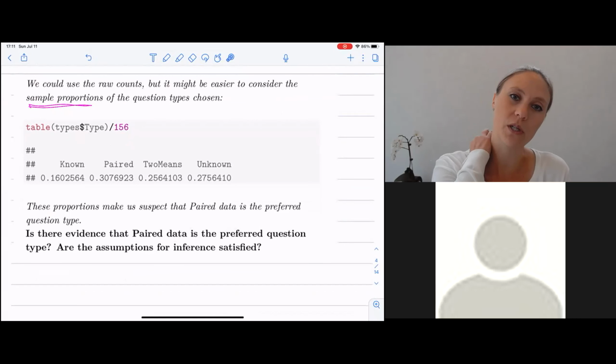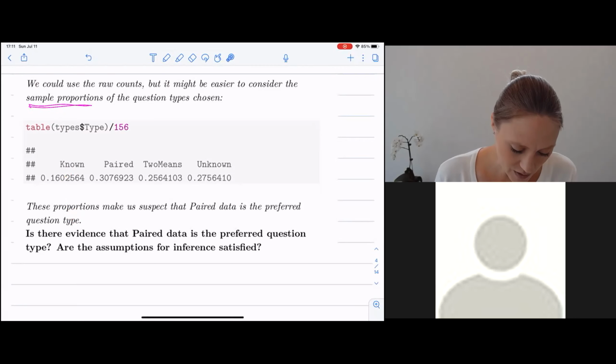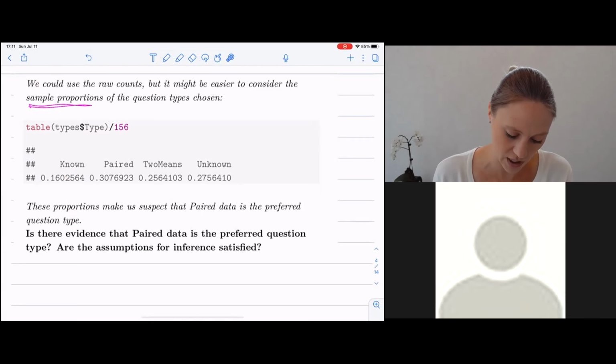There's lots of questions we could ask, like, is sigma known the least preferred question, right? Significantly least preferred question. That sounds weird. Instead, I've taken a positive spin here. So these proportions make us suspect that paired data is the preferred question type, right? It has the highest proportion out of all 4 categories.